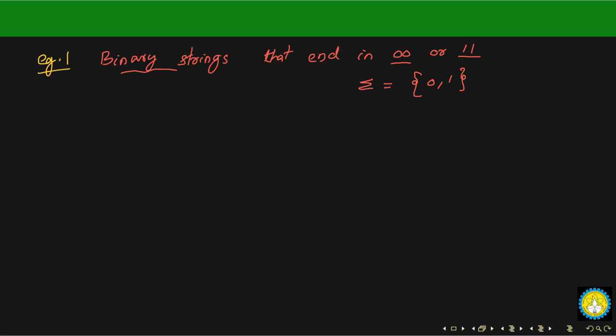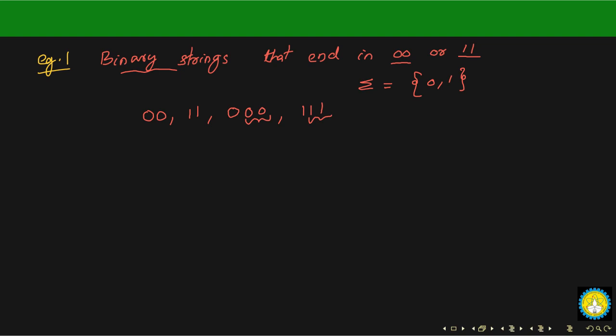The minimum strings which we need to accept are 00, because 00 ends in 00. And we have to also accept 11, because 11 ends in 11. So we also have to accept strings like 000, three zeros, which also ends in 00. We also have to accept 111, which is also ending in 11.